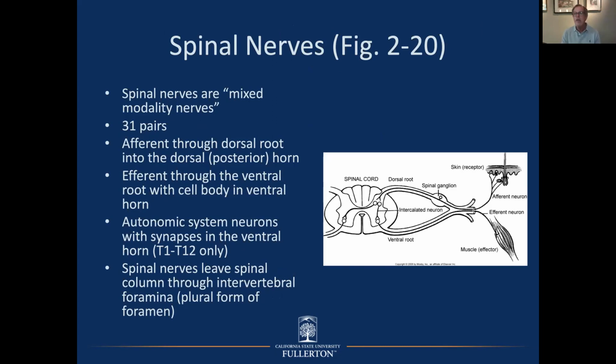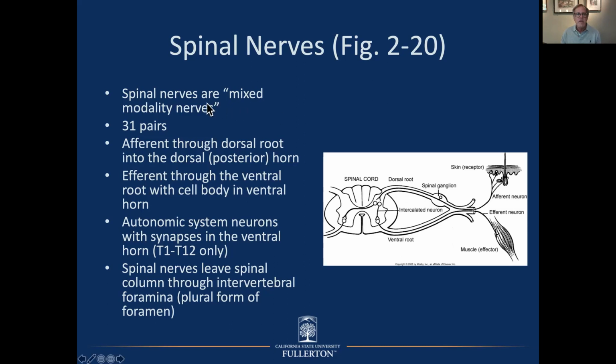Oh, and here we have a cross section through the spinal cord with a spinal nerve, one spinal nerve, and its dorsal root and its ventral root. Now we would see this same pattern for every single one of the 31 pairs of spinal nerves. There's a nerve and it has two roots connecting it to the spinal cord. What's called the dorsal root has only afferent neurons. What's called the ventral root has only efferent neurons.